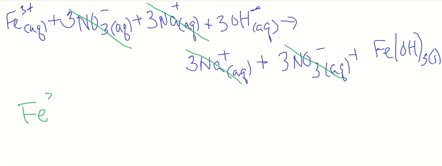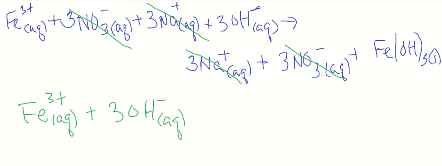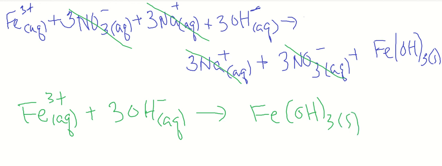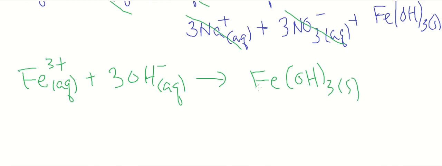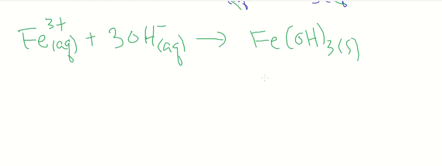All right. You have your iron cations. They're going to react with the hydroxide anions to form iron 3 hydroxide precipitate. And I didn't do this earlier, so why don't we balance this?